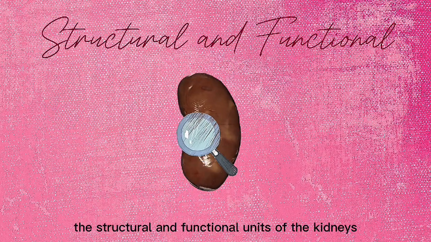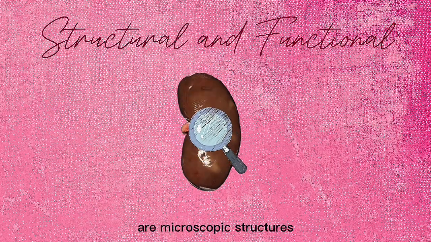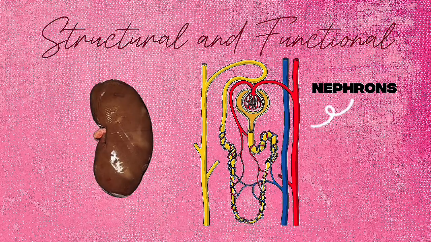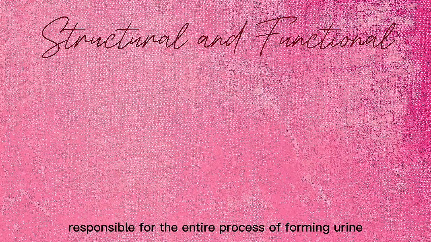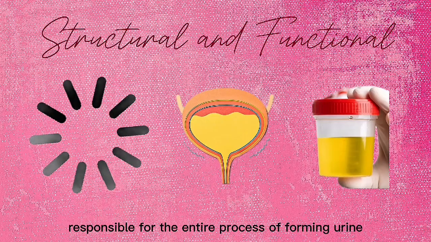The structural and functional units of the kidneys are microscopic structures called nephrons. Each kidney contains over 1 million nephrons, which are responsible for the entire process of forming urine.